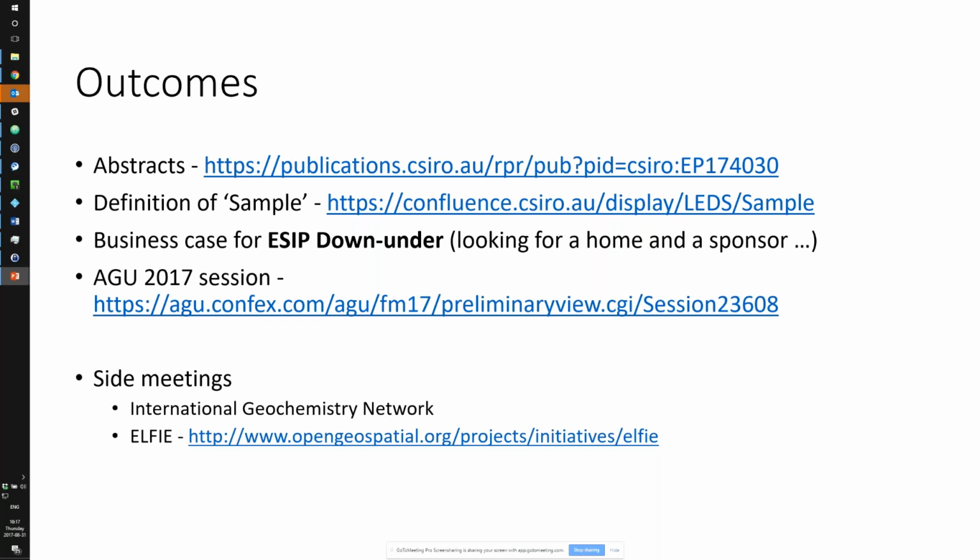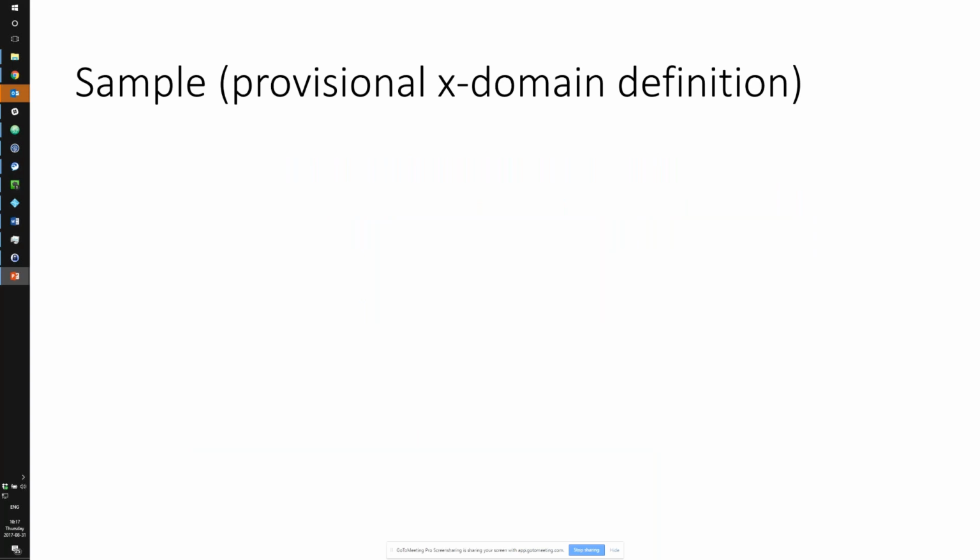As a consequence of the people being in the same place, there were a couple of side meetings held immediately following the symposium, either on the last day or actually spilling over into the next week, in terms of the ELFI initiative, which is an Open Geospatial Consortium project on linking features and hydrology and geology. Also, the International Geochemistry Network attempted to have a kickoff meeting.